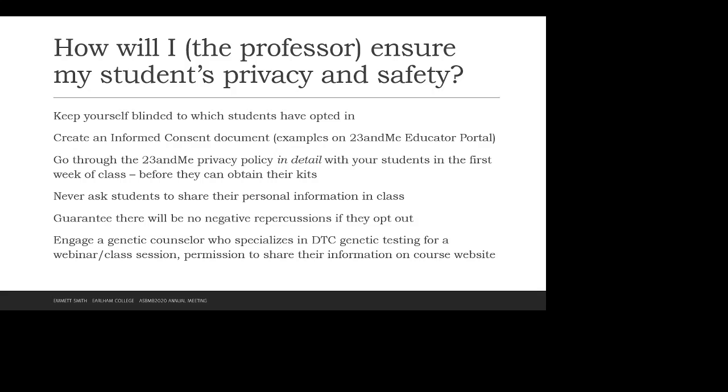And then I also got permission to share the counselor's information on the course website. So even though 23andMe has a bunch of links to doctors and so on their website, then we were able to have this kind of connection with this counselor. So if any of the students felt like they needed to reach out to someone, they had a link ready and waiting as someone we had talked to in the classroom.